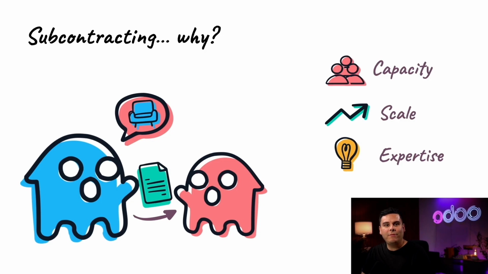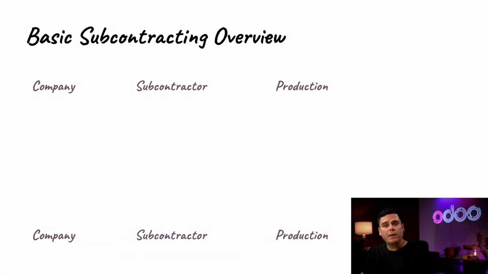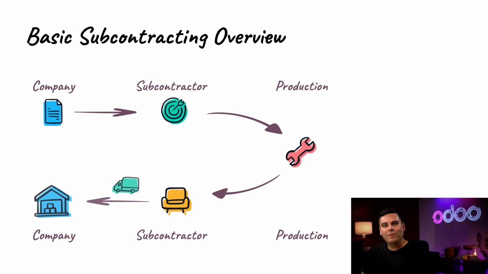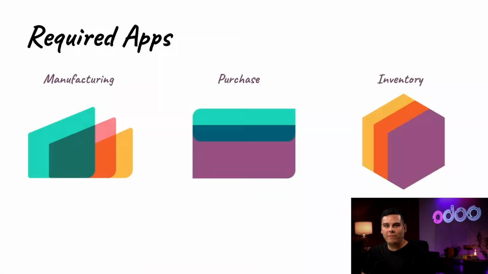In this video, we're going to be focusing on basic subcontracting, where our subcontractor handles the whole manufacturing process, including sourcing their own components. Here's a breakdown. A customer orders a chair. We don't manufacture this product, so we place a purchase order for the chair. Then our subcontractor sources the components, manufactures the chair, and delivers it to us. We don't have to manage production. Our role is to keep track of the order and receive the finished product. Now, before we start, make sure you have the manufacturing app, the purchase app, and inventory app installed. Alrighty, let's jump in and see how this works.